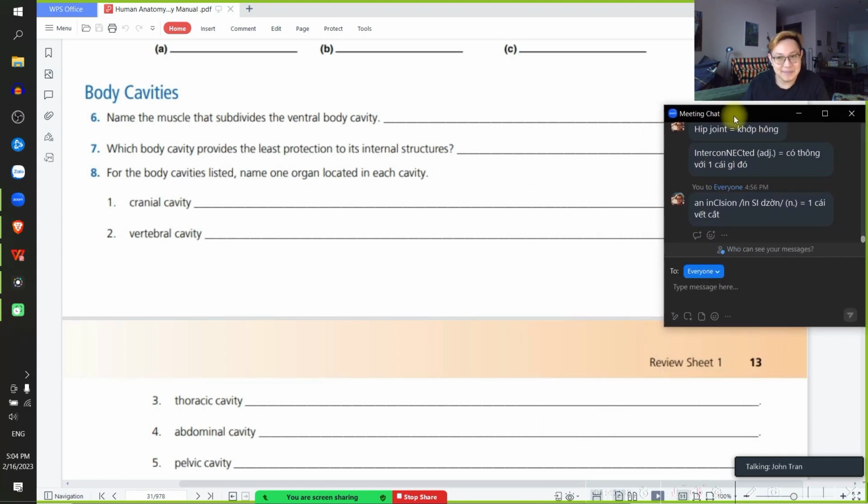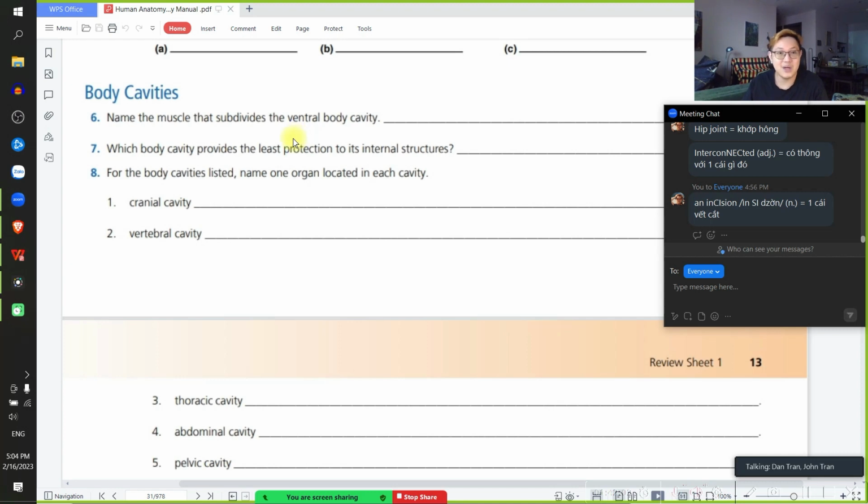6. Name the muscle that subdivides the ventral body cavities. Nêu tên cái cơ mà nó chia nhỏ ra thêm cái khoang cơ thể nằm phía trước. Yeah, ventral. Cranial cavity. Ventral body cavity, it means like you have the thoracic and abdominal pelvic cavities.